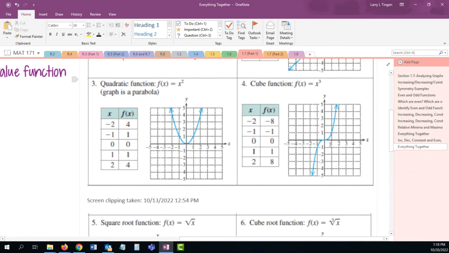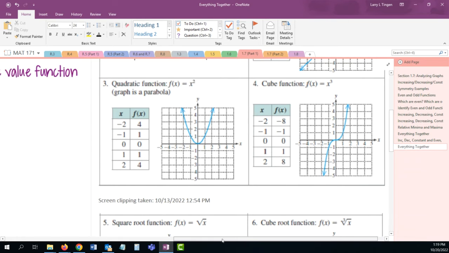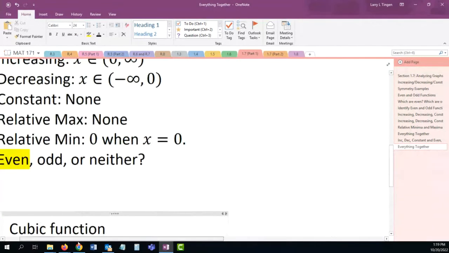Now, do I have a relative max or a relative min? No, because the function's always increasing. Since it's always increasing, that means it never changes from increasing to decreasing, it never changes from decreasing to increasing, which means there are no relative max or mins in this one. So none for the relative max, none for the relative min.